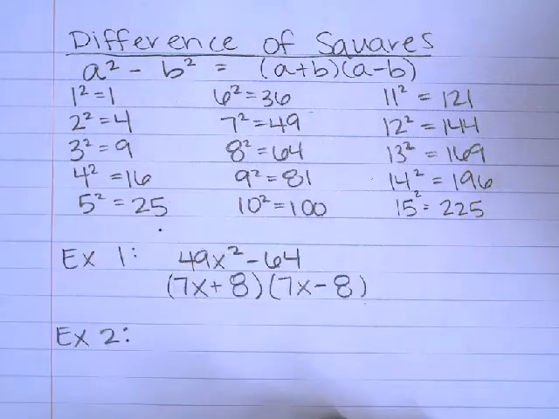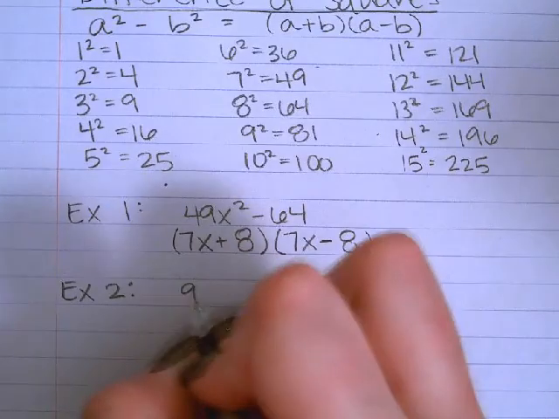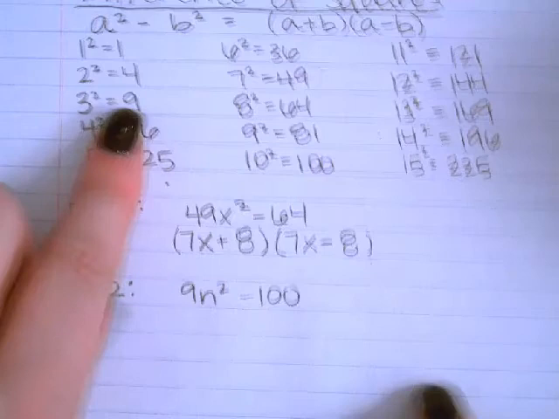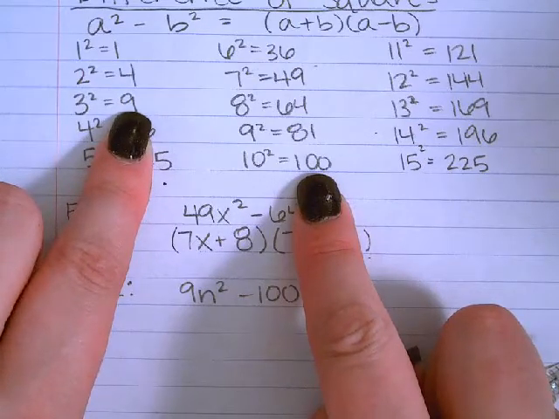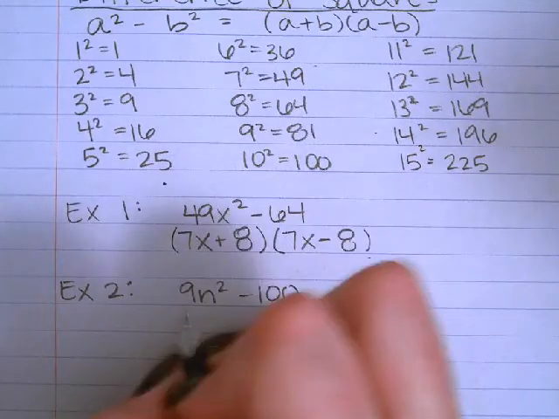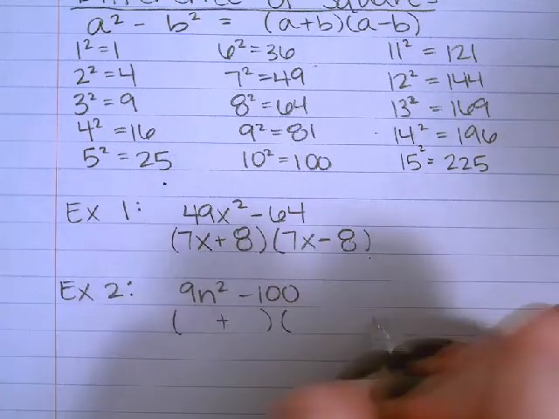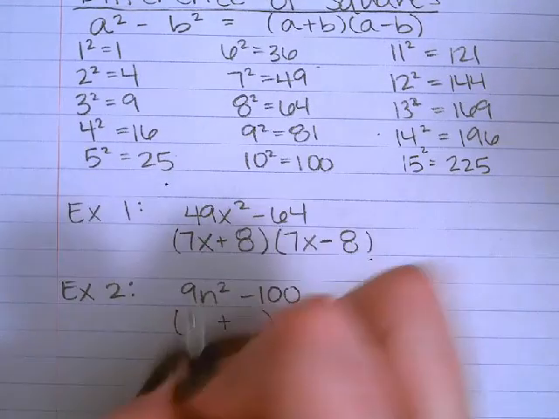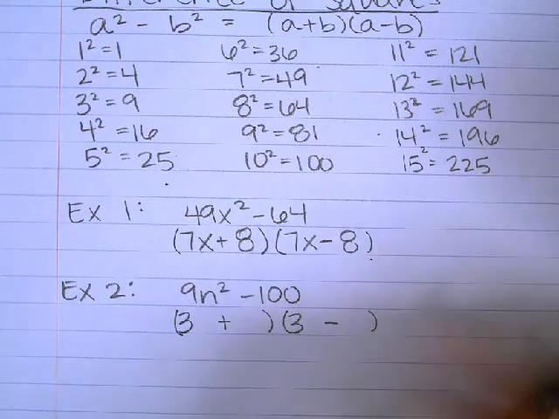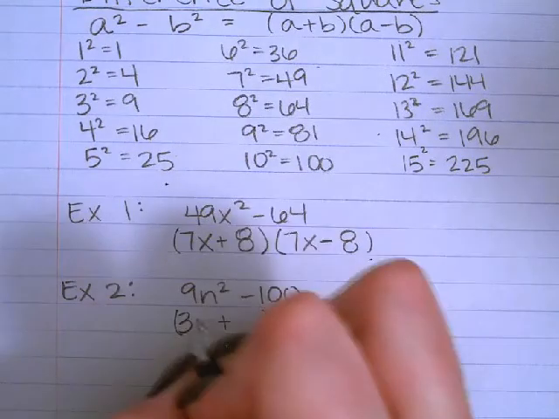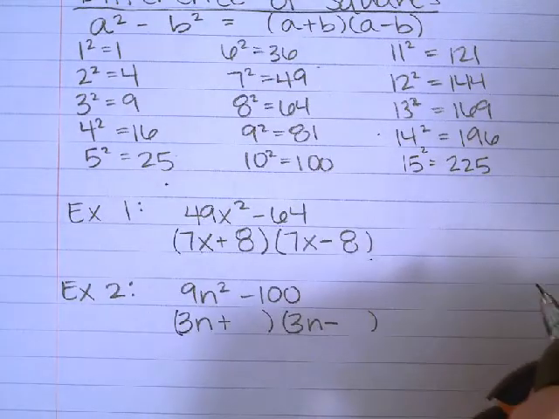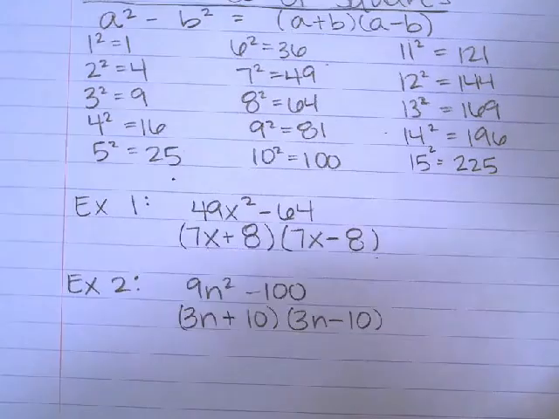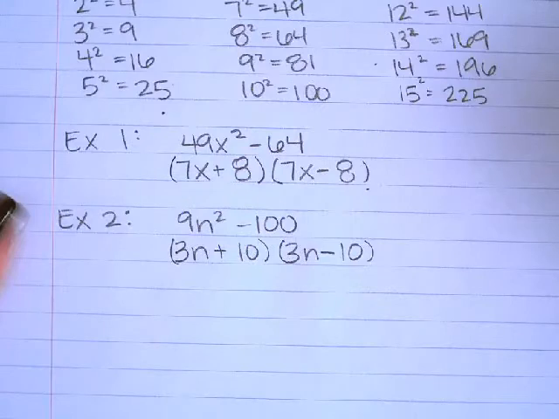All right, example 2. 9n squared minus 100. So again, I recognize that the 9 is a perfect square, the 100 is a perfect square. And so I do two sets of parentheses, one with a plus, one with a minus. The square root of 9 is 3, so I'm going to put a 3 and a 3. I have an n squared, so I'm going to put an n and an n. And then the square root of 100 is 10, so I'm going to put a 10 and a 10. 3n plus 10, 3n minus 10.